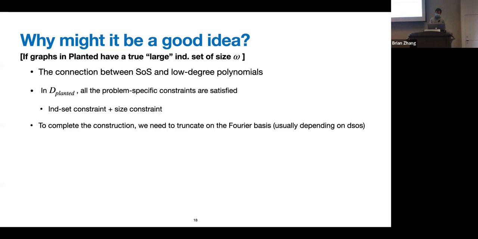And to complete the construction, we usually need to truncate on the Fourier basis. And the truncation is usually going to depend on the sum of squares degree. Why is this necessary? Because we don't want sum of squares to utilize high degree information about the graph. Because imagine if you can use degree n square polynomial of the graph, you can clearly refute independent set. This is essentially a problem about n square polynomial, n square because you need to know all the edges.